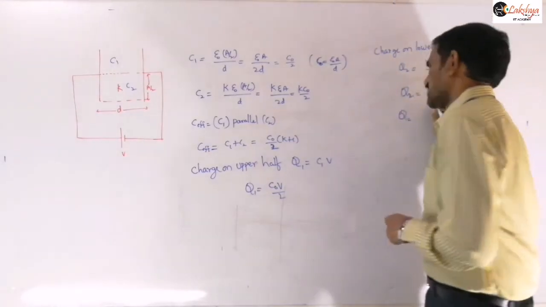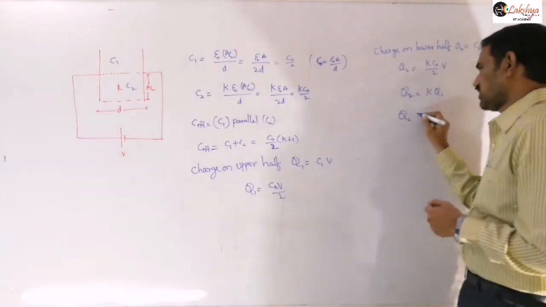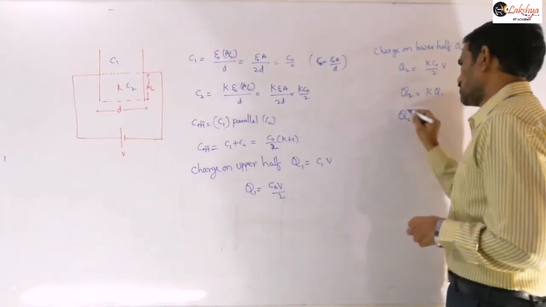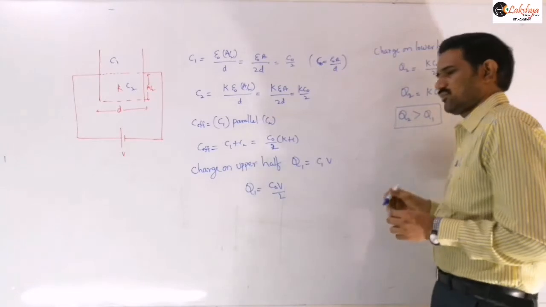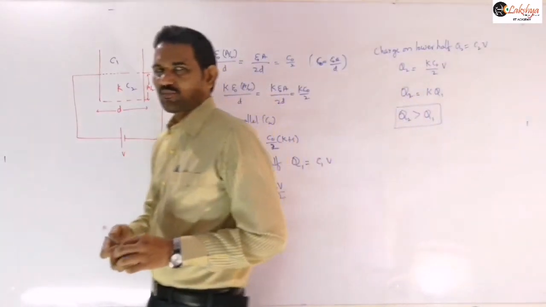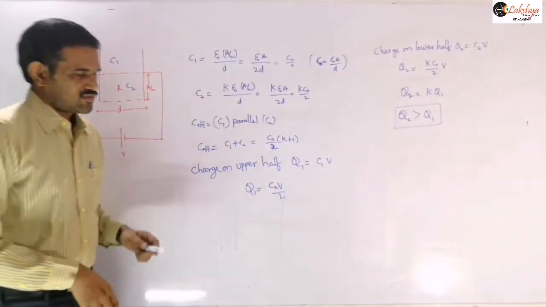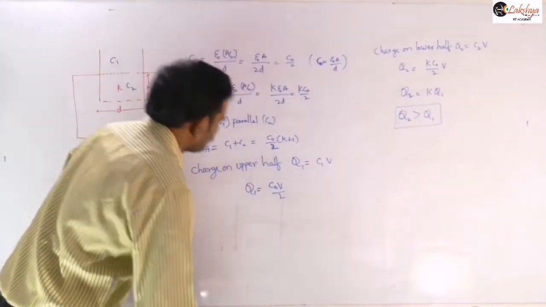This K value is always greater than 1, so this Q2 value is greater than that of Q1. That means once you introduce the dielectric in the lower half, the charge in the lower half of this capacitor will increase, right? So that is another important piece of information you need to note here.